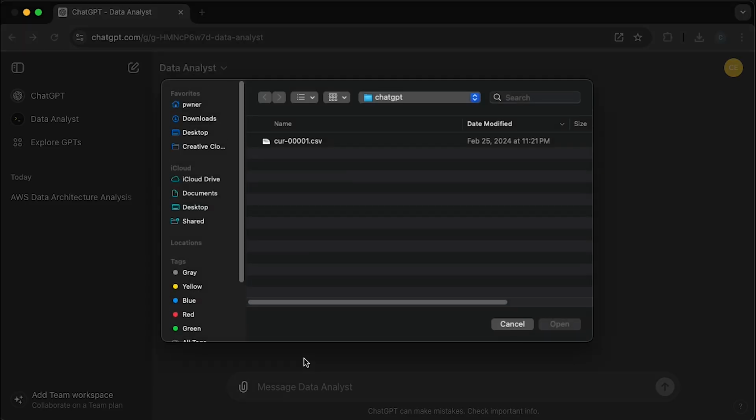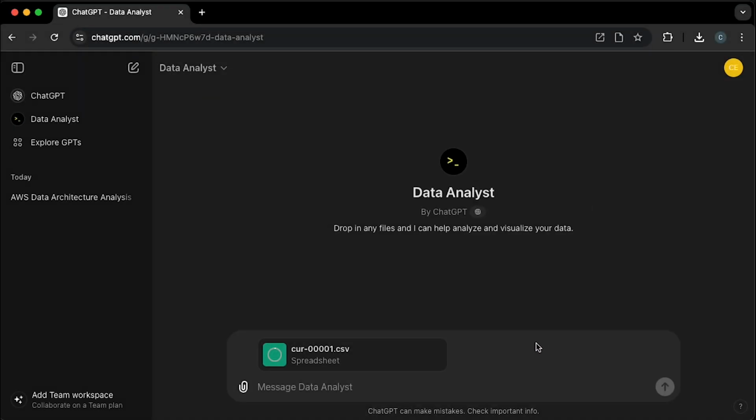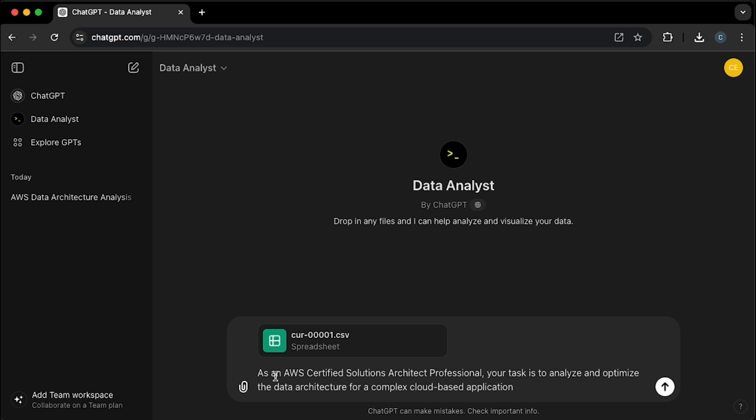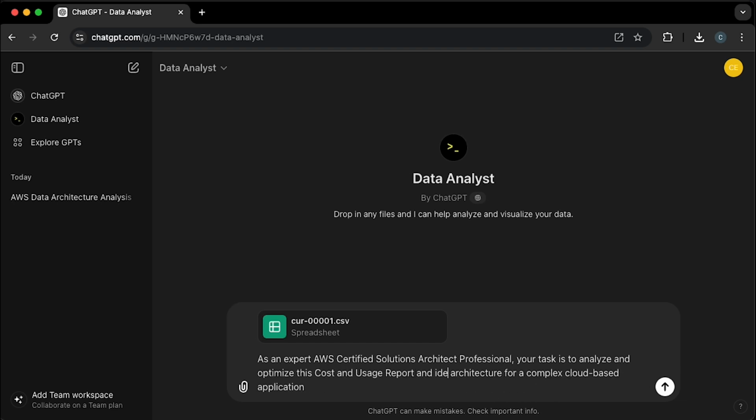So I'm uploading a cost and usage report that I have prepared from a relatively small service that is hosting a REST API. Now, I know this service could benefit from VPC endpoints or VPC interfaces to AWS services. So if ChatGPT can find that for us, then I'm willing to call this experiment a success. And here I'm just customizing the prompt slightly.